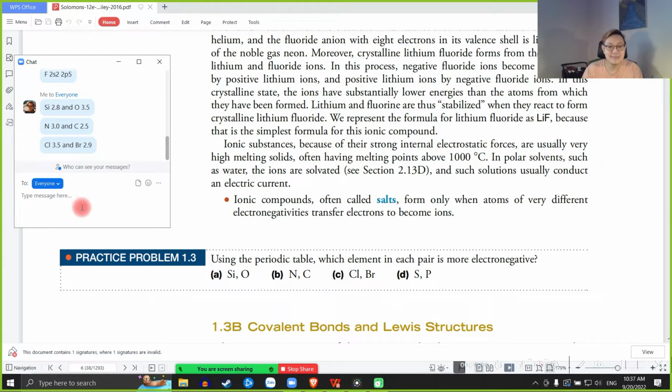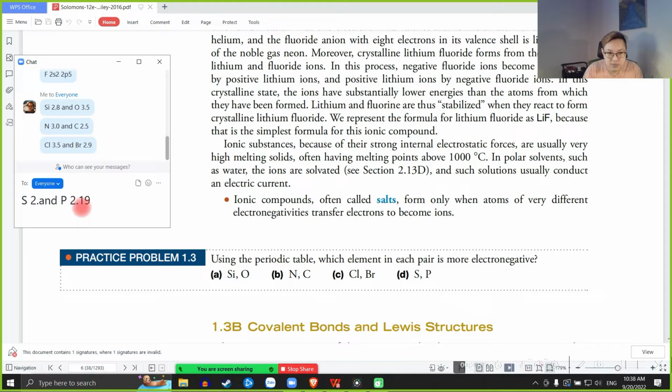Okay, try S and P, sulfur and phosphorus. Non-polar. Sulfur is how much? For P is 2.19, and for S it will be 2.58.